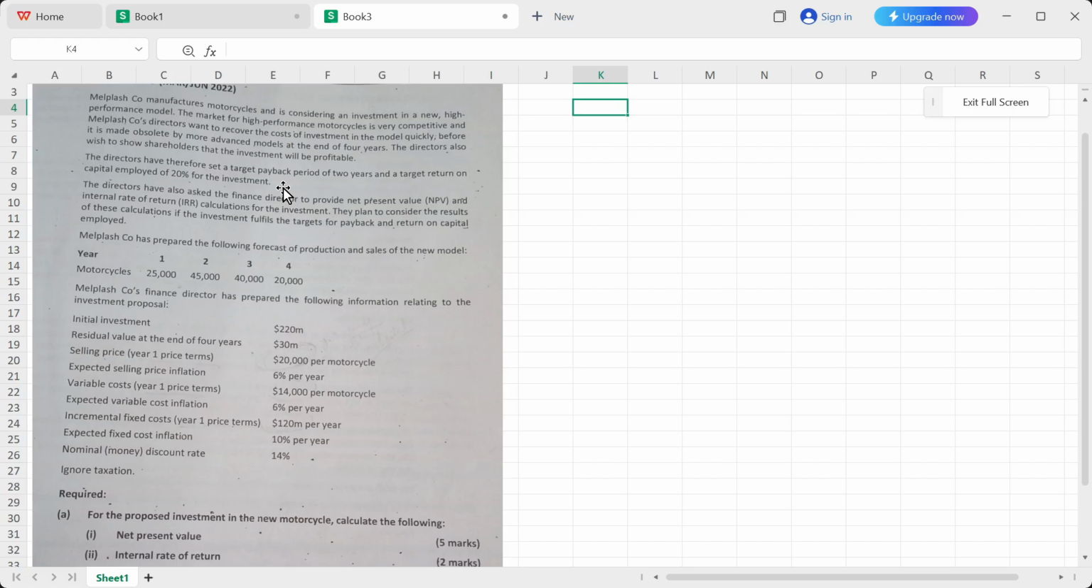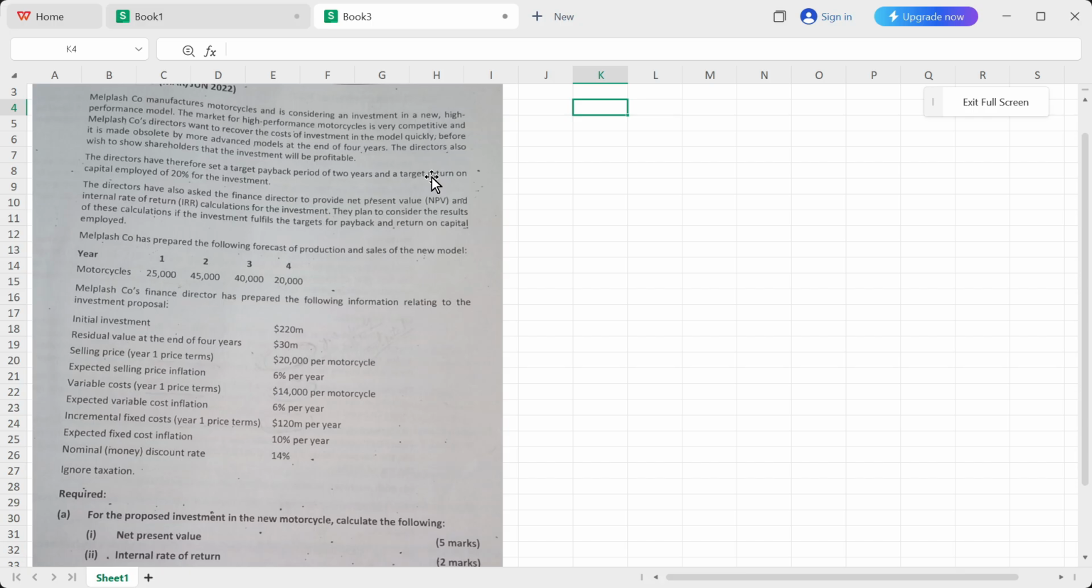Because if the payback period that you get in part number three through your calculation is less than 2 years or equivalent to 2 years, then it's going to be acceptable, right? But if it's more than 2 years, then obviously it's not going to be acceptable. Why? Because the question says that the directors have set a target payback period of 2 years. So it should be either 2 years or less than that. The directors will be happy to accept it, but if it's more than 2 years, then obviously they are not going to accept it. That's something you need to remember while you are calculating the payback period.